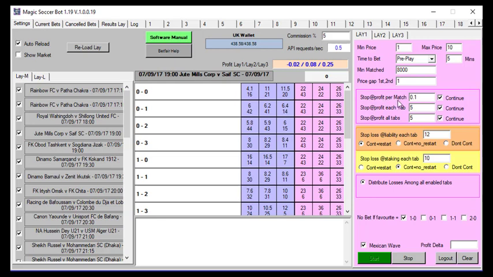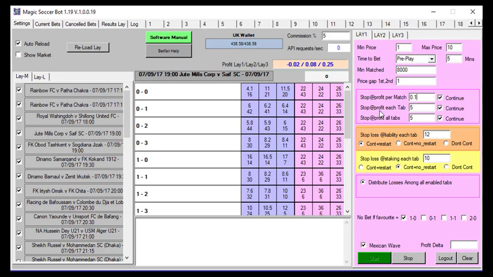Okay, stop at a profit per match. Now, this is really a target. How much do we want to win per match? I've just got this set at 10p. I want to earn 10p or 10 cents every time we get a winning match. That's what I want to do. And I have ticked to continue so that the bot will continue after it has won its money.